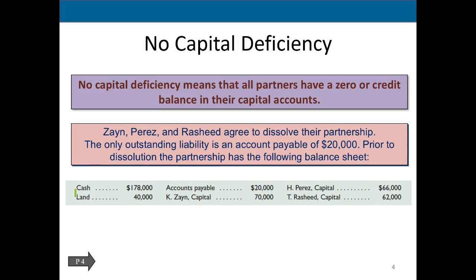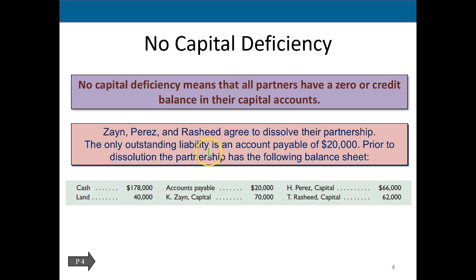So, no capital deficiency. No capital deficiency means that all partners have a zero or credit balance in their capital account. So it could be a situation where a capital account for a partner is negative, meaning it has a debit balance. And that would mean that the partner basically owes the partnership money. And so hopefully that's not the case, and that will make the closing process easier.